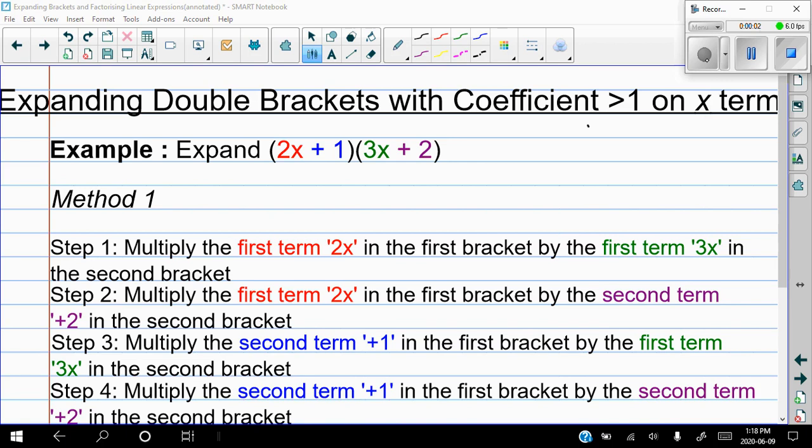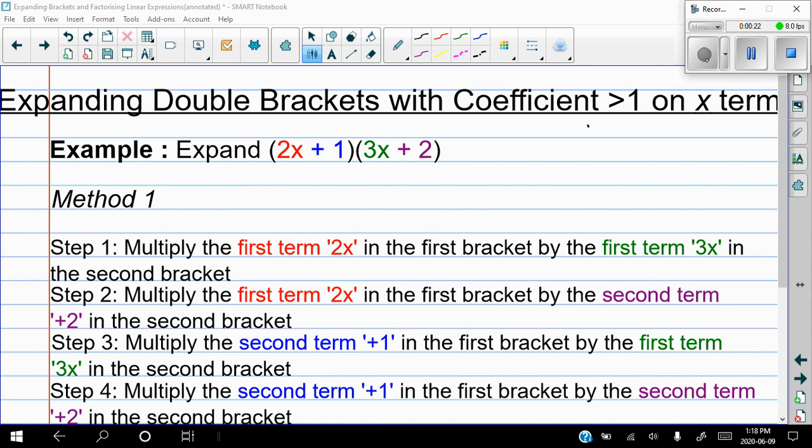So today we're going to expand double brackets when we have a coefficient on our x term greater than 1. That means on either one, it can be one of them, but as long as one of them has a coefficient. I've chosen to put coefficients on both, to demonstrate what this can do.